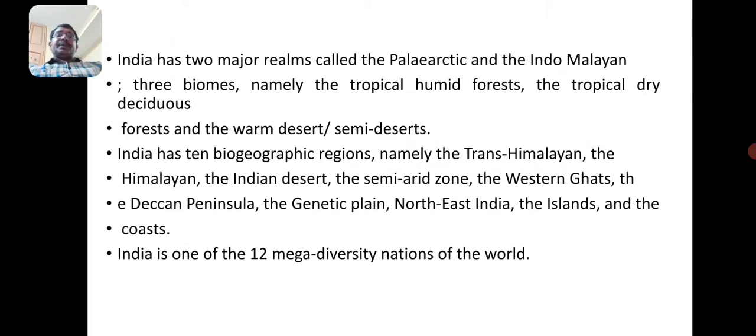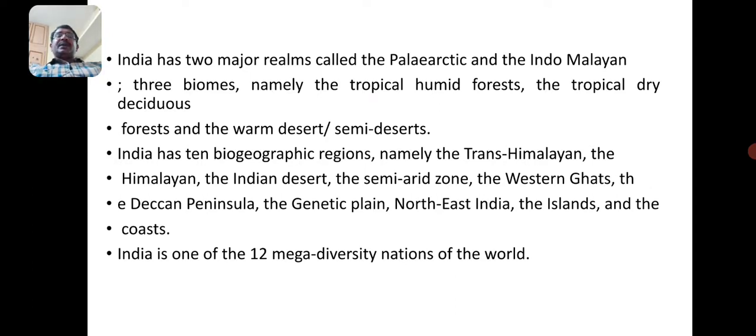India has two major realms, called Palearctic and Indo-Malayan, and three biomes, namely tropical humid forest, tropical dry forest, and warm desert and semi-desert. India has biogeographical regions, namely the Trans-Himalayan region, the Indian desert and semi-arid zone, the Western Ghats and Deccan Peninsular region, the Gangetic plain, northeast India, and the islands and the coast.